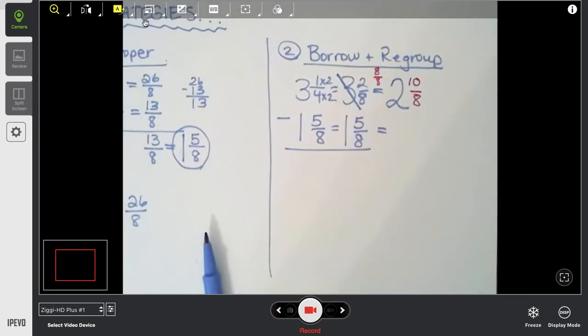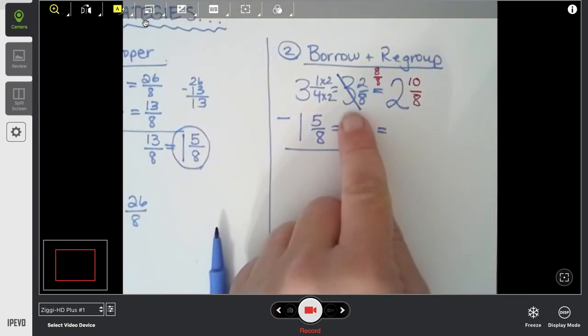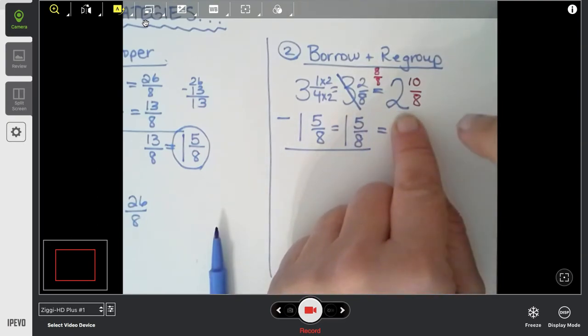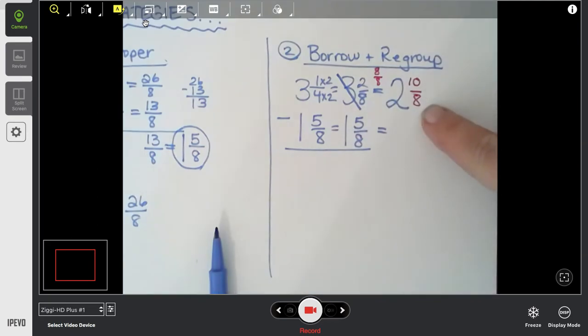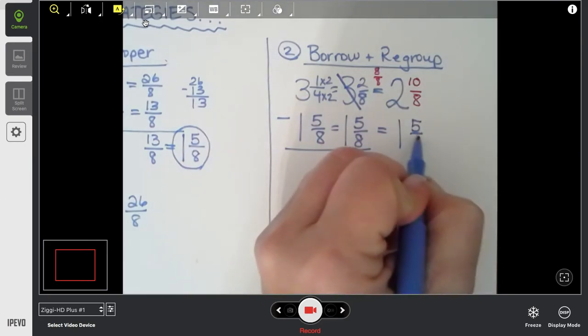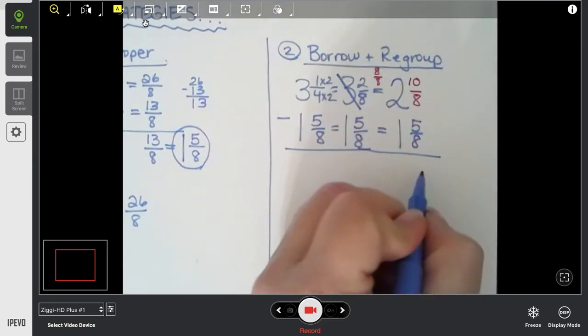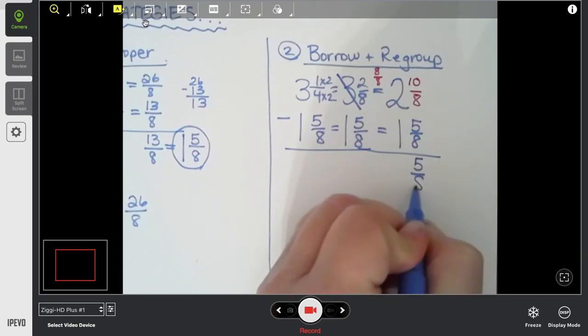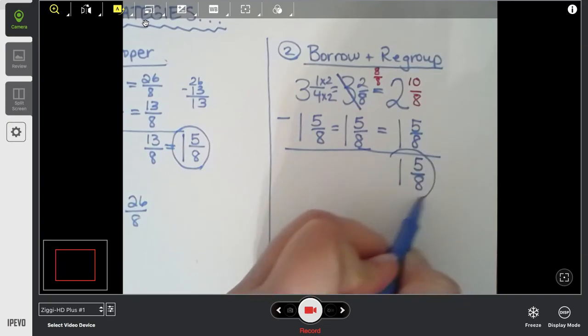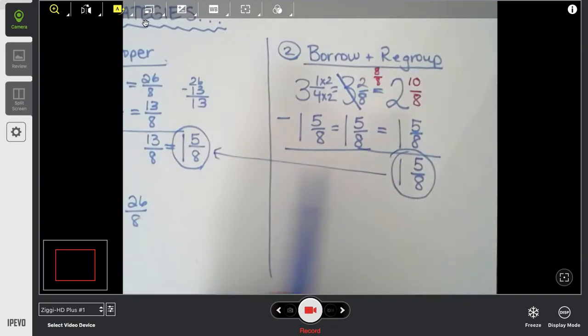Okay? So 3 and 2/8 is the same thing as 2 and 10/8, because if I were to take this improper fraction and change it back, it would become 1 and 2/8. Added to the 2 would be 3 and 2/8. Then we leave the bottom exactly the same, and we subtract. 10/8 minus 5/8 is 5/8, and 2 minus 1 is 1. And you'll notice we got the exact same answer.